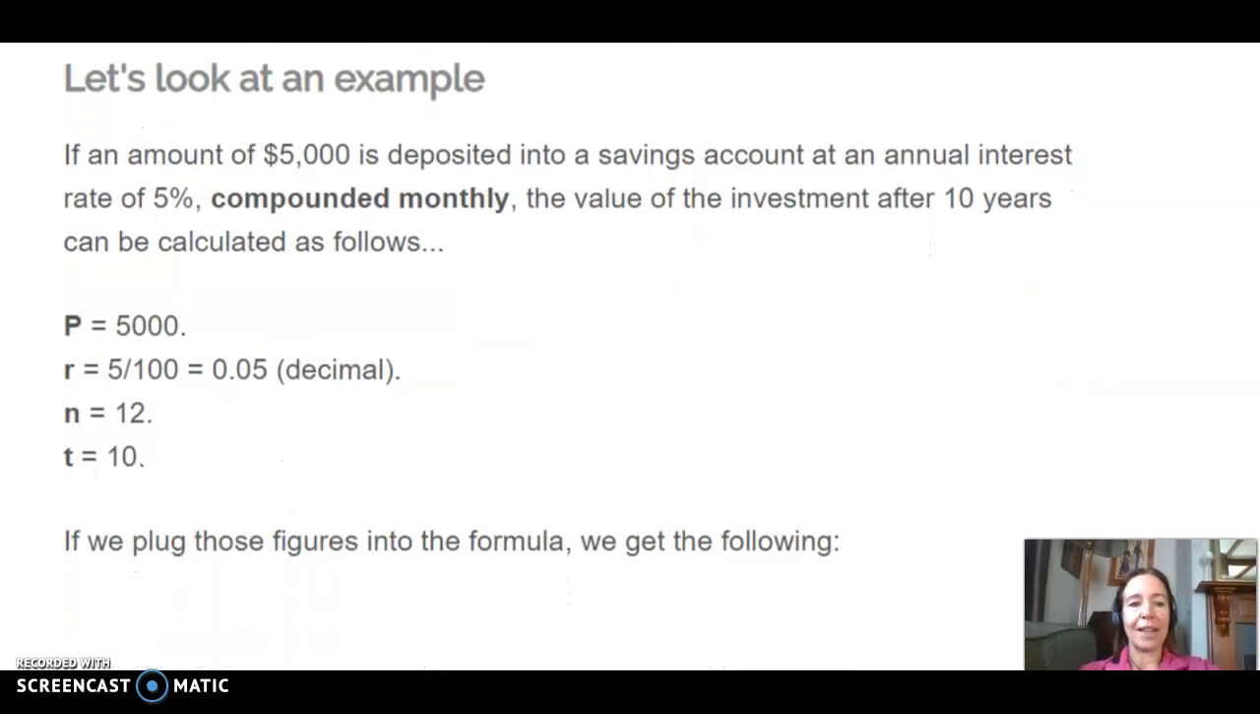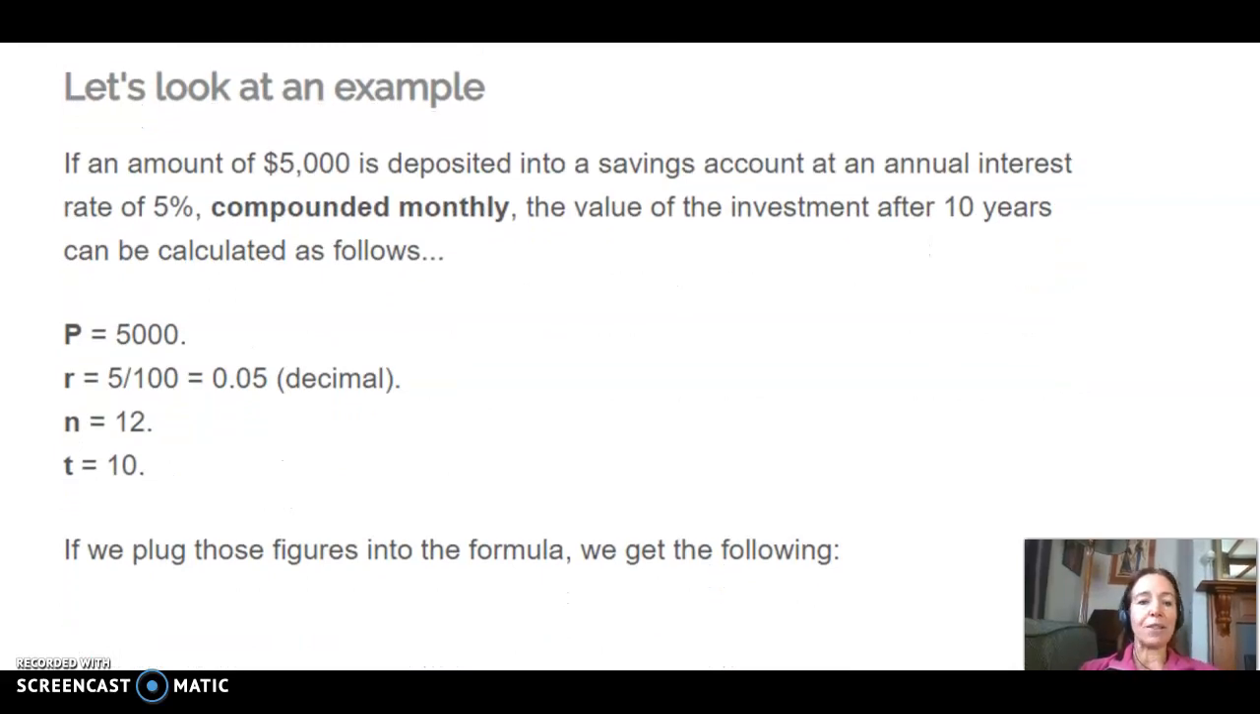So looking at this example, if an amount of 5,000 is deposited into a savings account at an annual interest rate of 5%, remember that will be 0.05, compounded monthly. So that means in a whole year we're going to be getting it 12 times. The value of the investment after 10 years can be calculated as follows.